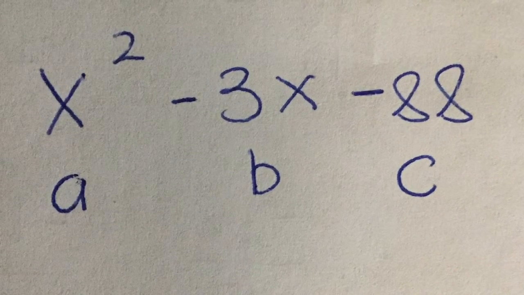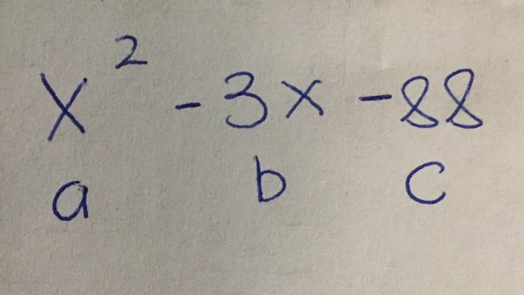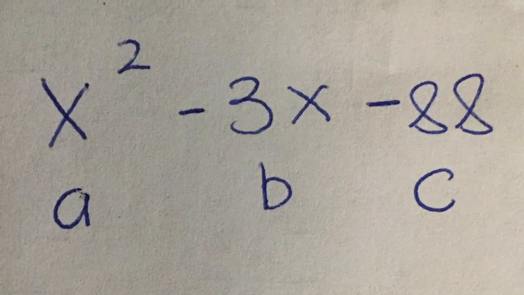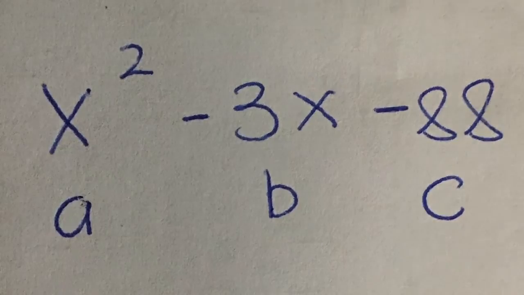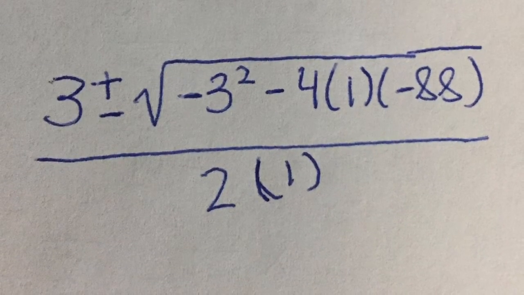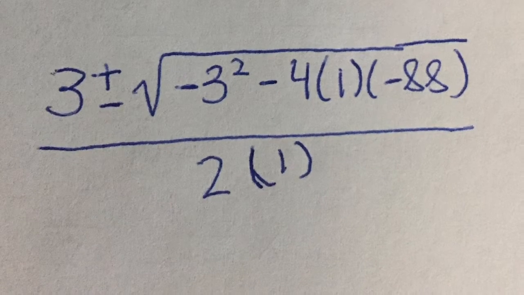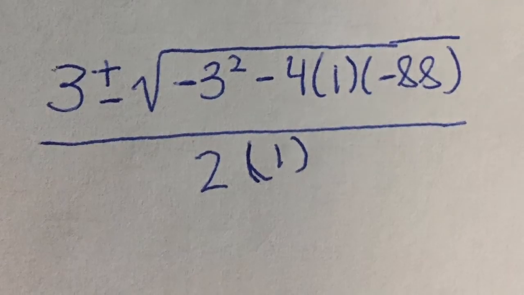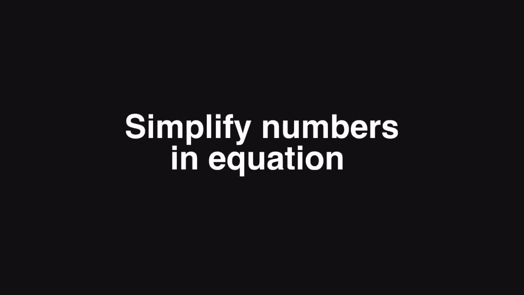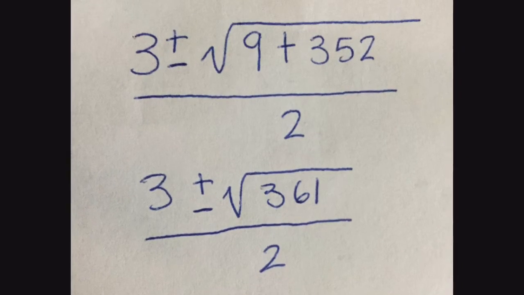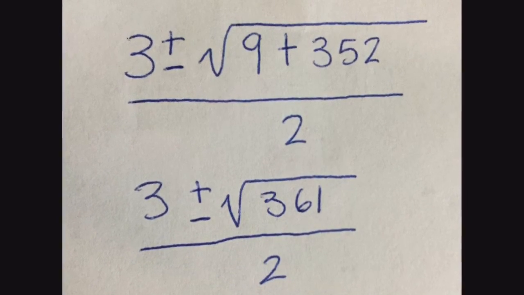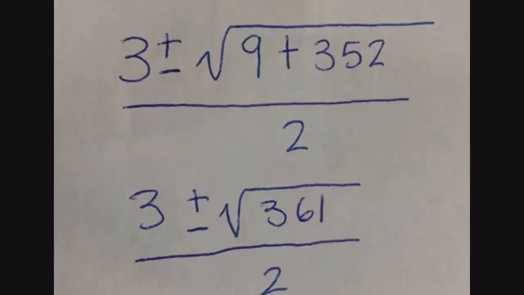X squared minus 3x minus 88. So x squared, which is 1, would be a, -3 would be b, and -88 would be c. You take the numbers, you look at the quadratic formula, and where it says a, you plug in a, where it says b, you plug in b, and where it says c, you plug in c. You want to simplify the numbers inside the quadratic formula before you begin solving the whole thing.